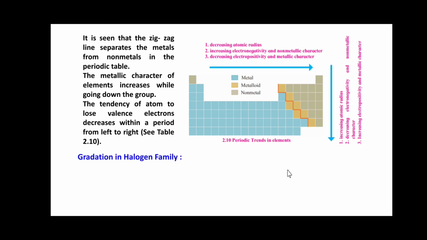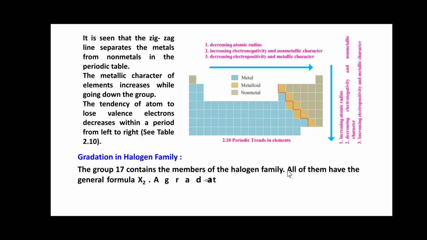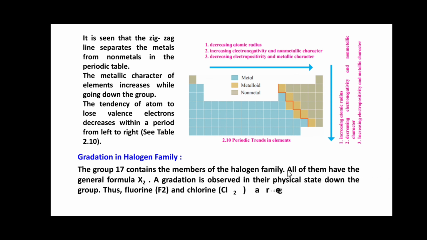So next is the gradation in the halogen family. Group 17 contains the members of the halogen family. All of them have the general formula X2. A gradation is observed in the physical state down the group. Thus fluorine F2 and chlorine Cl2 are gases, whereas bromine Br2 is a liquid, while iodine I2 is a solid. So friends, you may collect the information from the internet.